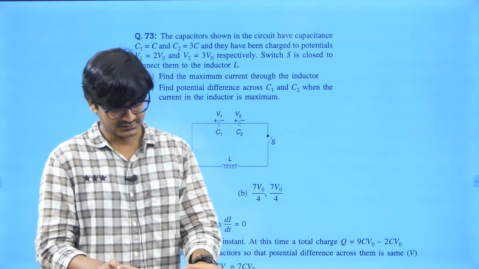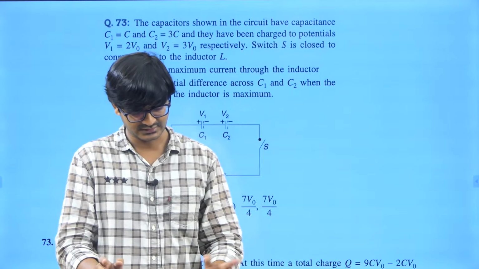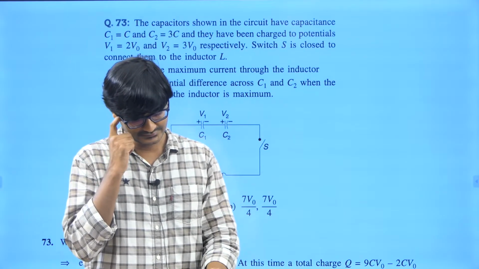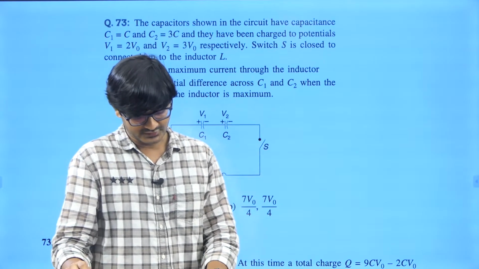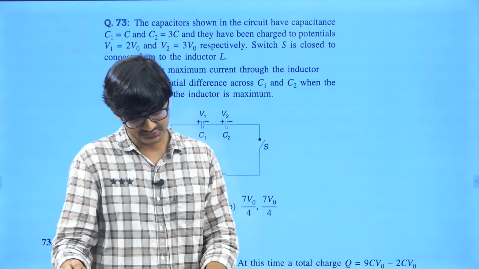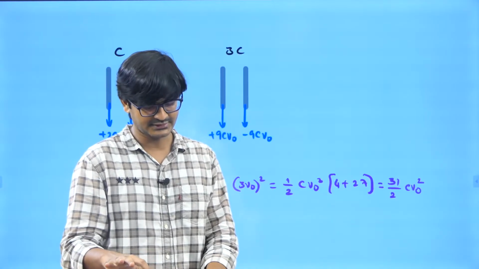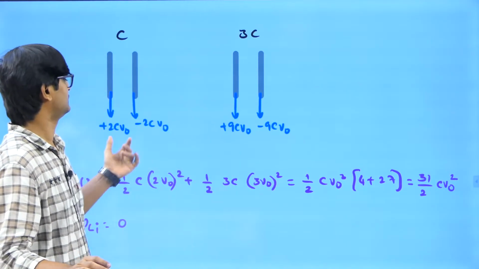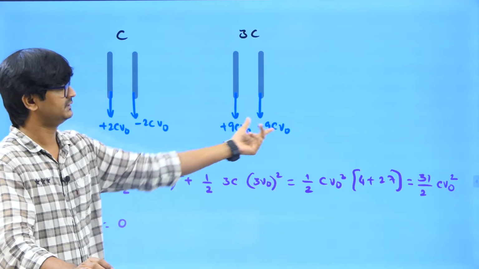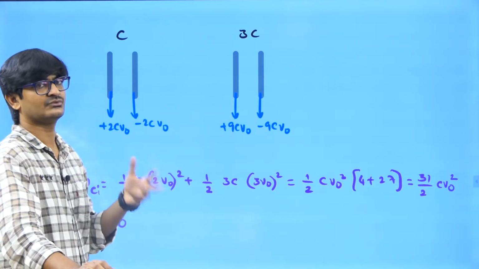Now the next question, LC oscillations kind of. The capacitors shown in the circuit have capacitance C and 3C, which have potentials 2V0 and 3V0 respectively. Switch S is closed. You need to find the maximum current through the inductor and the potential difference across C1 and C2. There is no resistance here, so energy must be conserved. Initially it looks like this. This is charged to a potential 2V0, so the charge is plus 2CV0, minus 2CV0, right? Now they are connecting the inductor, and they are asking what is the maximum current.